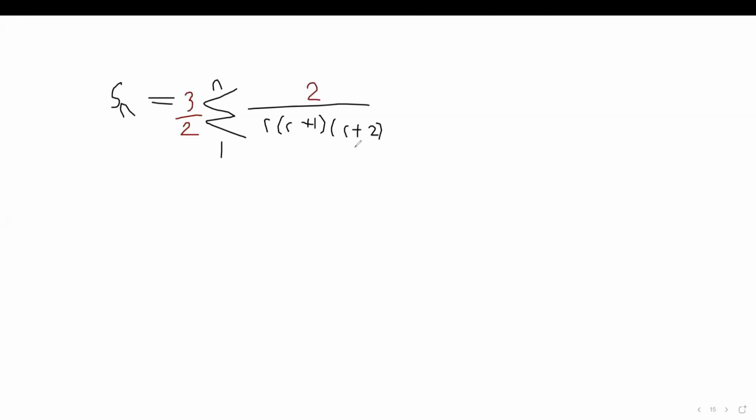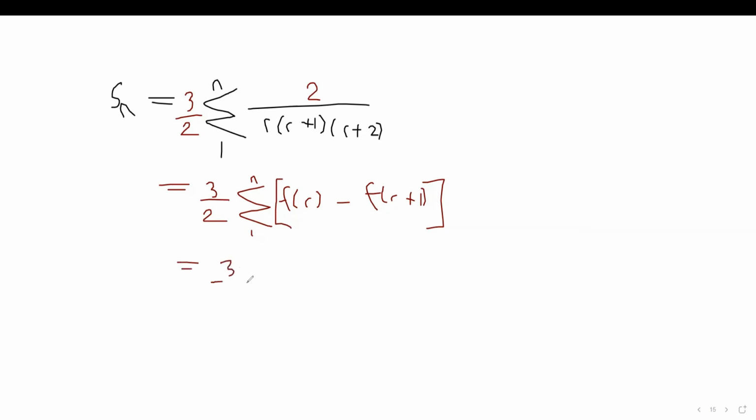Now this part, we know what this is. It's just going to be 3 over 2 times the sum from 1 to n of f of r minus f of r plus 1. I already know f of r, so we need the sum of f of r minus f of r plus 1. That is now 3 over 2 times. We can evaluate the sum now.